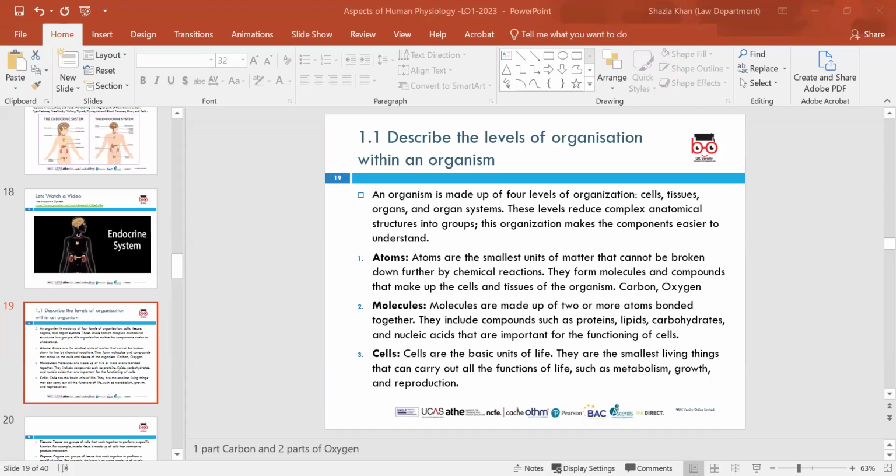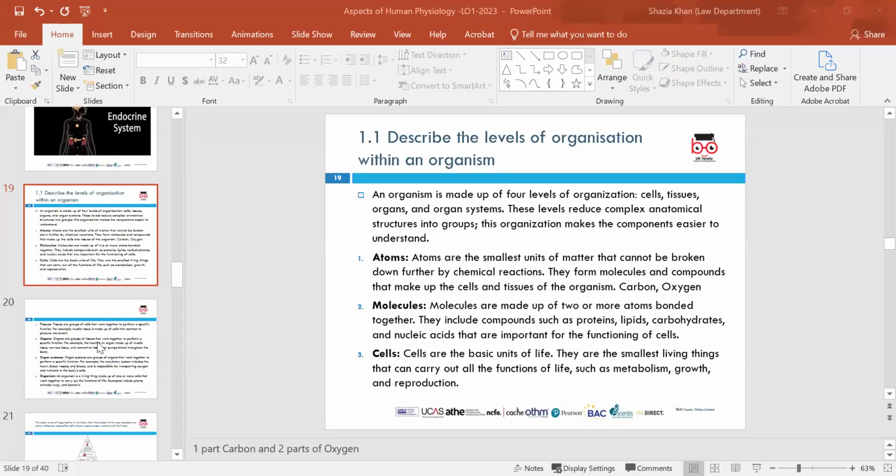So the difference between each one, we look at elements of that. You've got a little element of understanding this. You've got atoms, which are the smallest units of matter that cannot be broken down further by chemical reactions. Molecules, again, are made up of 2 or more atoms bonded together. And then cells, they are the basic units of life, the smallest things that carry out functions such as growth and reproduction.